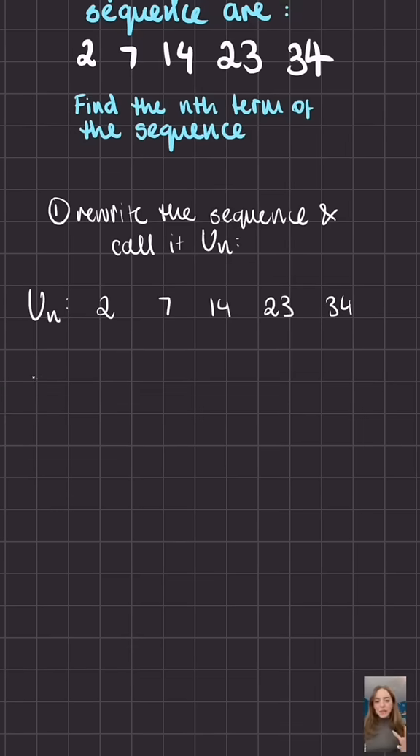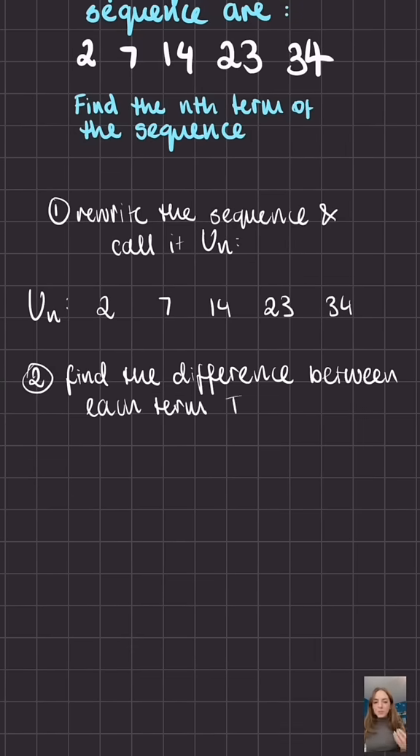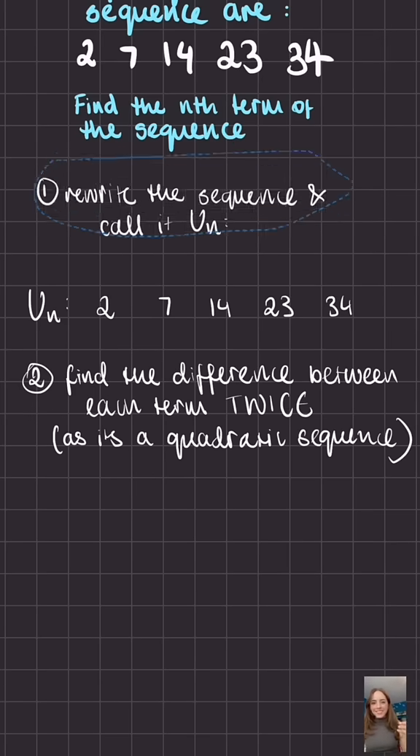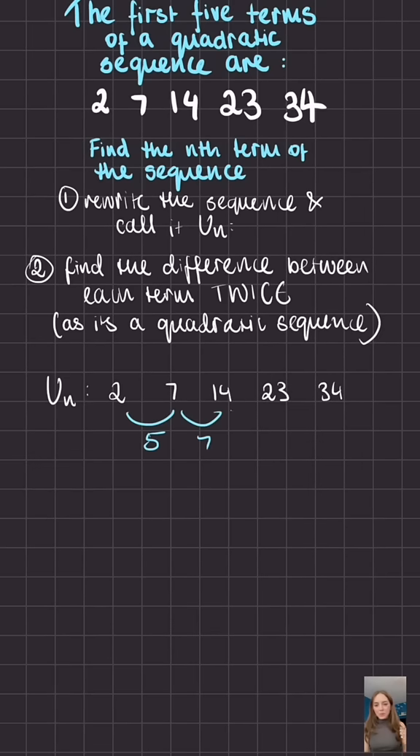If we had an arithmetic sequence, we would only have to find the difference once, and then we could use that to form our equation. But because it's a quadratic sequence, we need to find the difference between the numbers and then find the difference of the difference. When we find the difference between the terms, it's not the same number, but when we find the difference of the difference, it is the same number, which is 2.